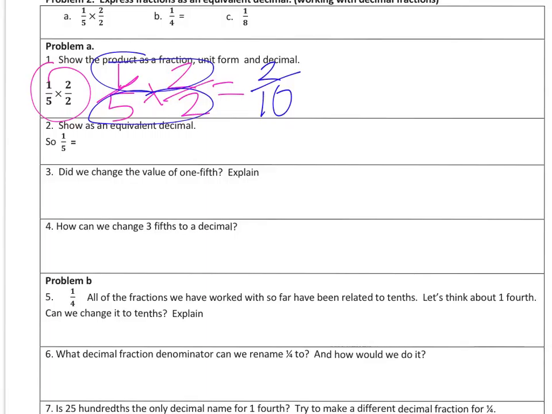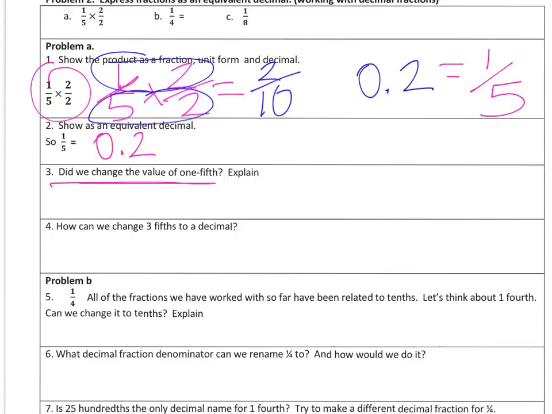Now, how does that help us put it in decimal form? Well, decimals are fractions that only come in tenths, hundredths, thousandths, ten-thousandths, and so on. That's the only flavor they come in. So now that I have my fraction in tenths, I can just write it as a decimal. 2/10, like that, 0.2, is the same as 1/5. Exactly the same. So 1/5 equals 2/10. Did we change the value of 1/5? No.